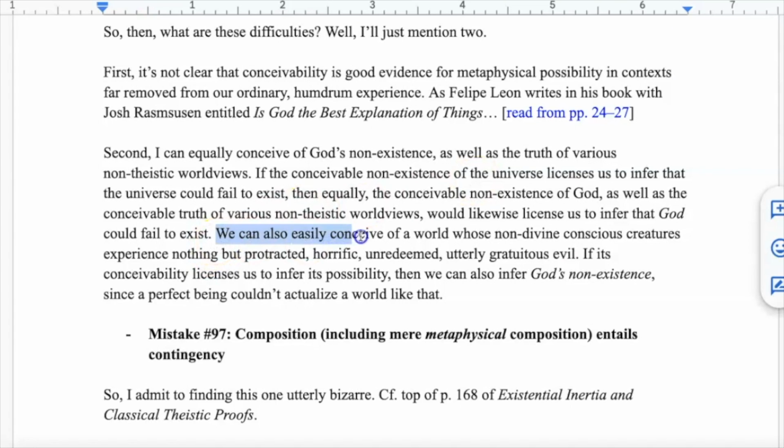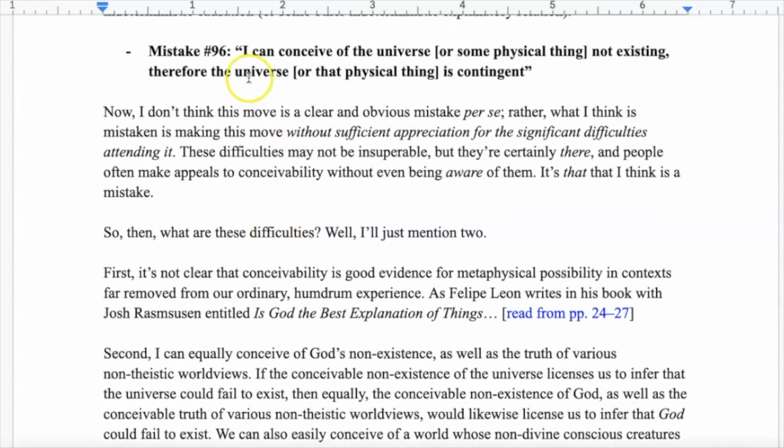I note here that we can also easily conceive of a world whose non-divine conscious creatures experience nothing but protracted, horrific, unredeemed, utterly gratuitous evil. If the conceivability of such a world licenses us to infer that it's a possible world, well then we can also infer that God possibly doesn't exist. There's some world in which God doesn't exist, since a perfect being couldn't actualize a world like that. God just would never actualize a world like that. So these are two difficulties that I want to mention for people who make mistake number 96.